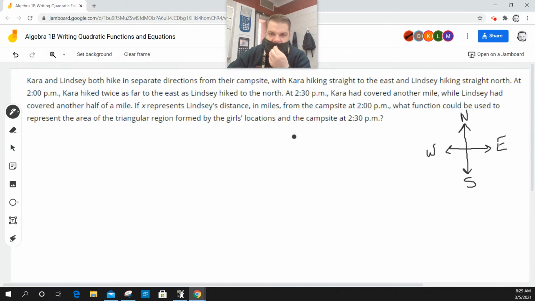So now let's unpack this and then we'll draw our picture. I think my picture will be a triangle because we have to find the area of a triangle, right? So it says Kara and Lindsay both hike in separate directions from their campsite. Kara is hiking straight east. So this is Kara's path. Okay. And then it says Lindsay is hiking straight north.